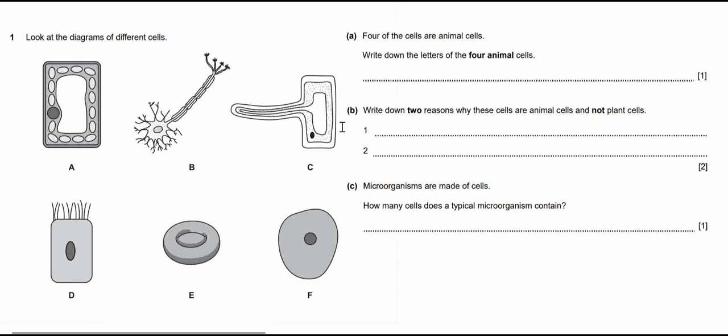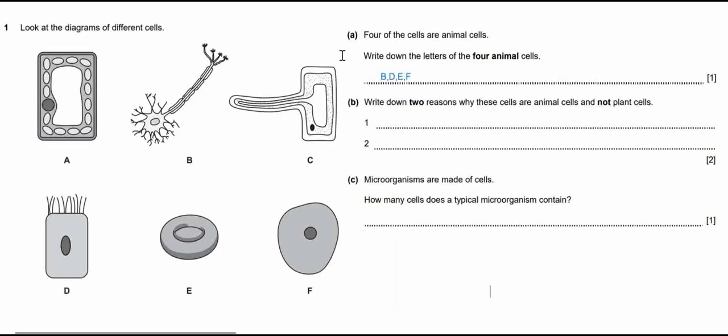Now let's get started. Question A: four of the cells are animals. Write down the letters of the four animal cells. You've got 10 seconds from now. All right. 10, 9, 8, 7. Okay, let's check out the answer for 1A. 1A is B, D, E, and F.